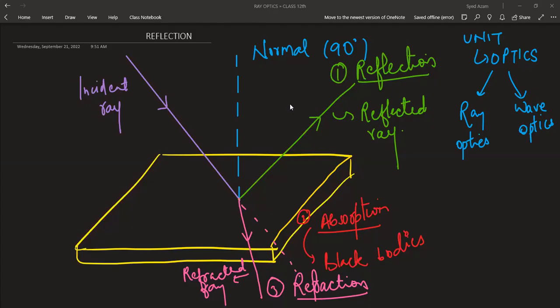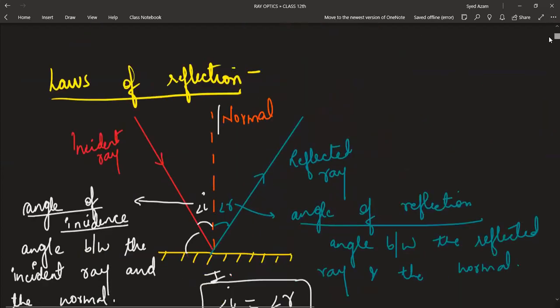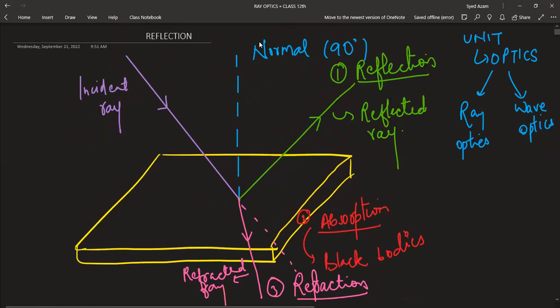So the first topic in ray optics was the topic of reflection. All right, so in reflection, we saw the bouncing back of light from a surface was called reflection. There were two laws of reflection, right? So yes, Khadija, what were the two laws of reflection? At least tell me one of them.